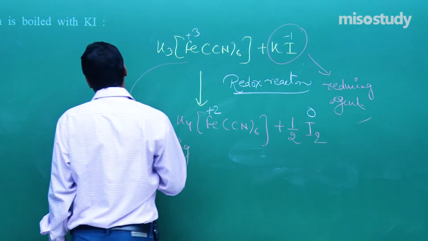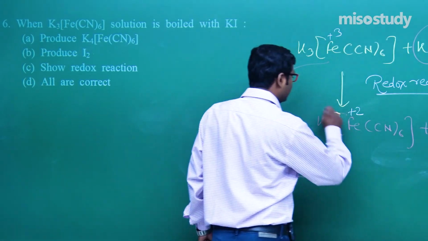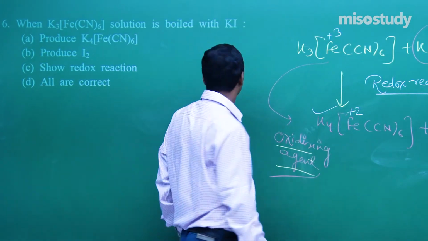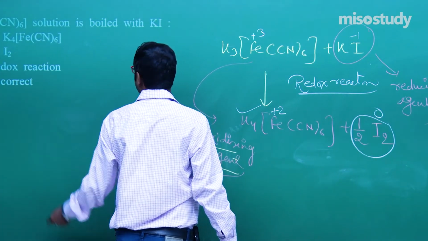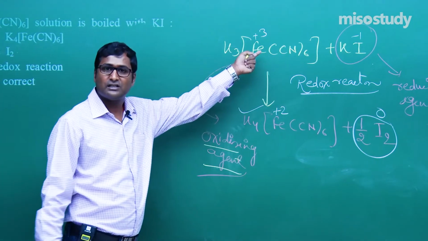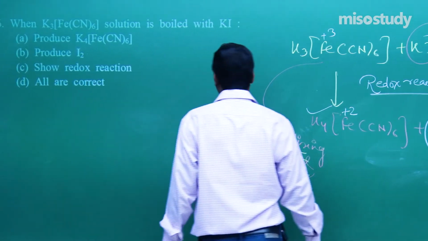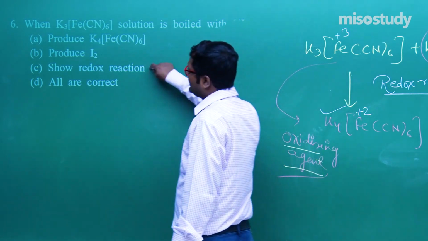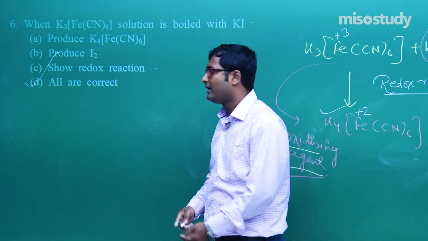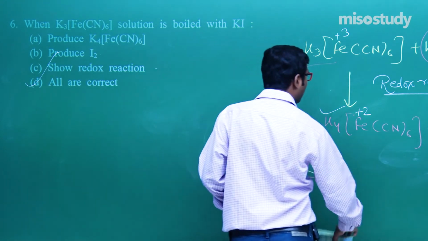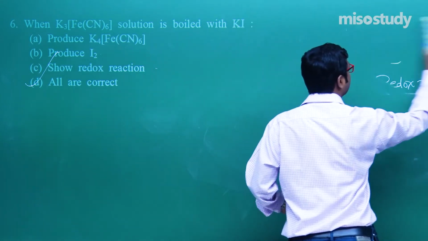Now check which option produces K4[Fe(CN)6]. Yes sir, this is the K4[Fe(CN)6]. Okay, produces I2. Yes sir, the first and second are correct. It is a redox reaction, so definitely there is a change in both oxidation and reduction. So the third is the correct option. Now all are correct. So for this question, D is the correct option. All are correct. Clear, friend? Now I'm going to rub this part and we'll discuss the next question. Wait for a moment, give me a few seconds.